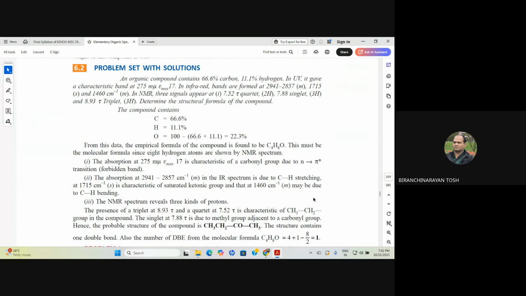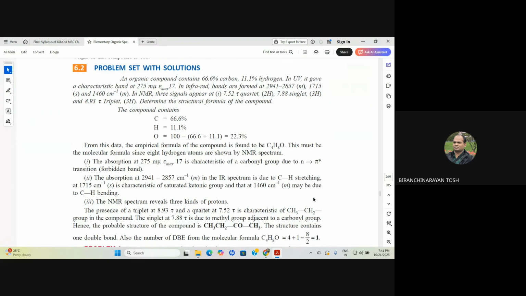The absorption at 2900 to 2800 is due to the CH stretching, as you know. 1715 is the characteristic of the ketonic carbonyl group, and 1460 is due to the CH bending. So we'll get the carbonyl.